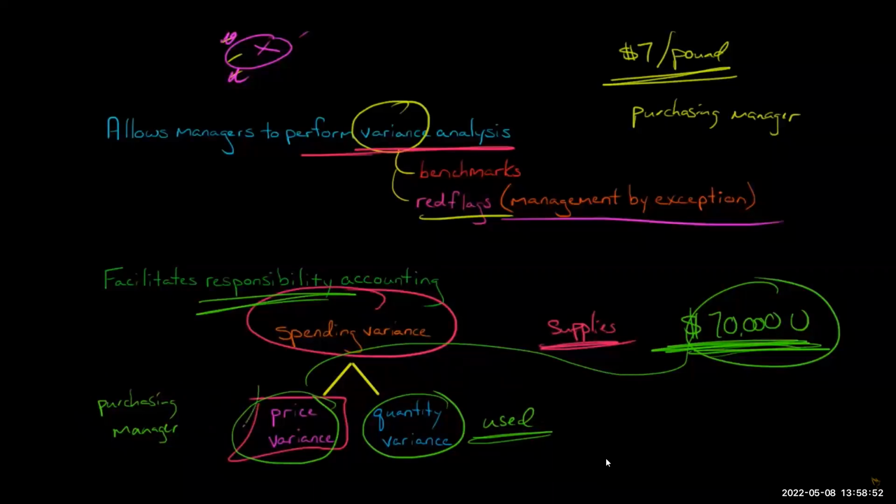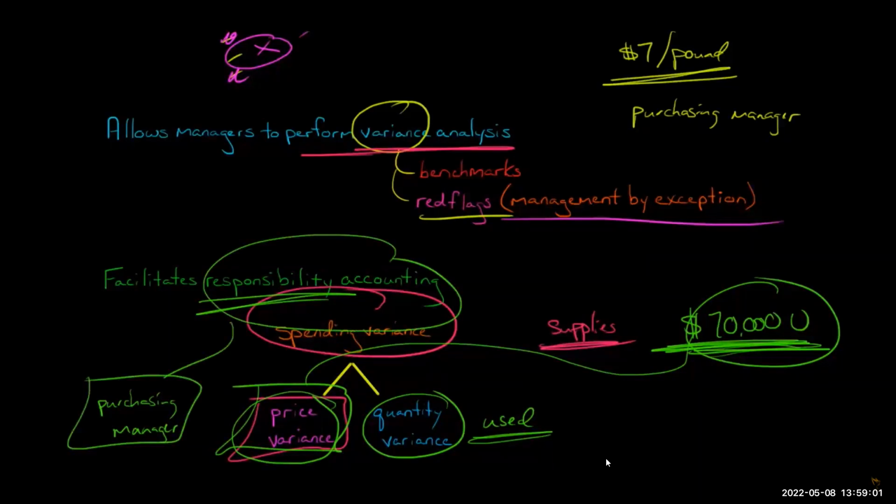So if there's an unfavorable variance due to the price and us paying too much, responsibility accounting says, hey, common sense says we should go over and talk to the purchasing manager to try and investigate and find out what the issue is so that we could solve it going forward.